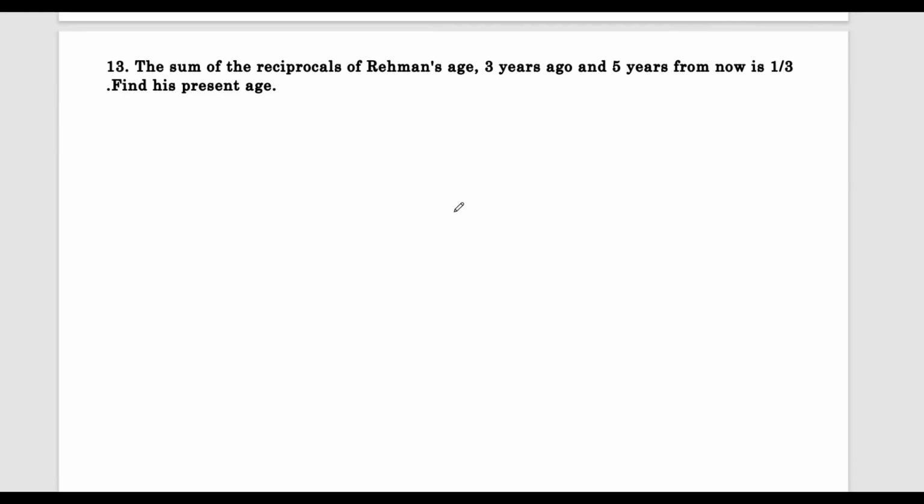The sum of the reciprocals of Rahman's age 3 years ago and 5 years from now is 1/3. Find his present age. Students, when you're solving an age related problem, let us assume the present age of Rahman is x.